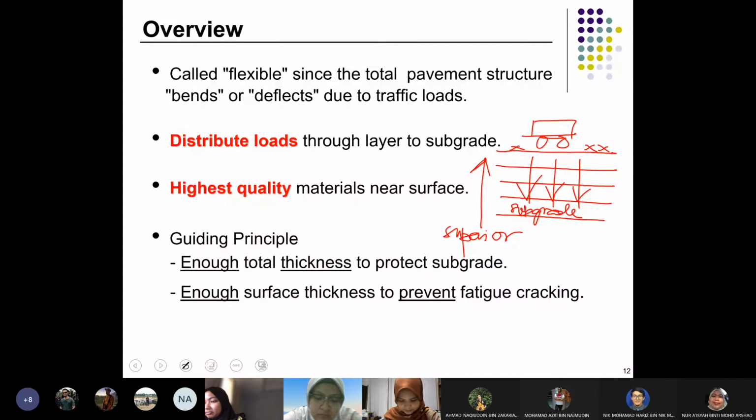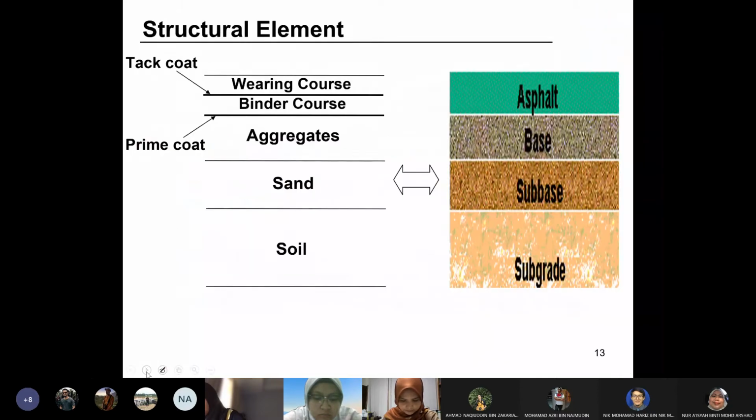Alright. Okay, how to design? Okay, you must have enough total thickness to protect the subgrade. So layer-layer yang dekat atas ni, layer A, layer B, layer C ni, subbase, road base, surfacing layer, dia kena mencukupi to protect the subgrade. Okay, and also to prevent from fatigue cracking. So these are the layer, right? Okay, look at this. This is a very top layer lah, where it consists of our asphalt pavement. Okay, yang ni kita bercakap tentang flexible pavement ya. Okay, so tengok layer dekat bawah.